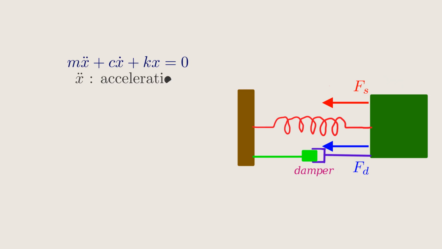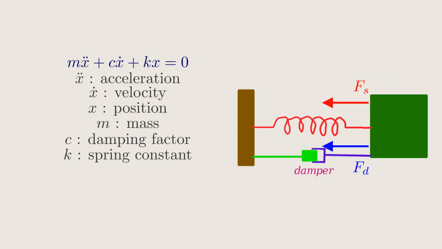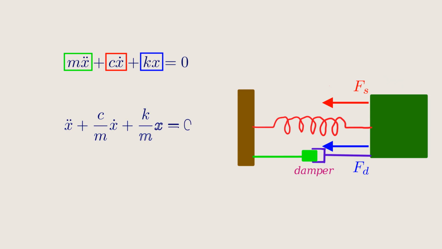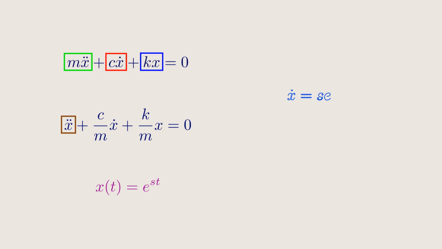From Newton's second law, we obtain the equation of motion. The first term is the mass times acceleration, the second is the damping coefficient times velocity, and the third is the spring constant times position. We modify the first equation so that the second derivative term stands alone. To solve it, let's use this trial function. This is the first derivative and second derivative of the trial function.